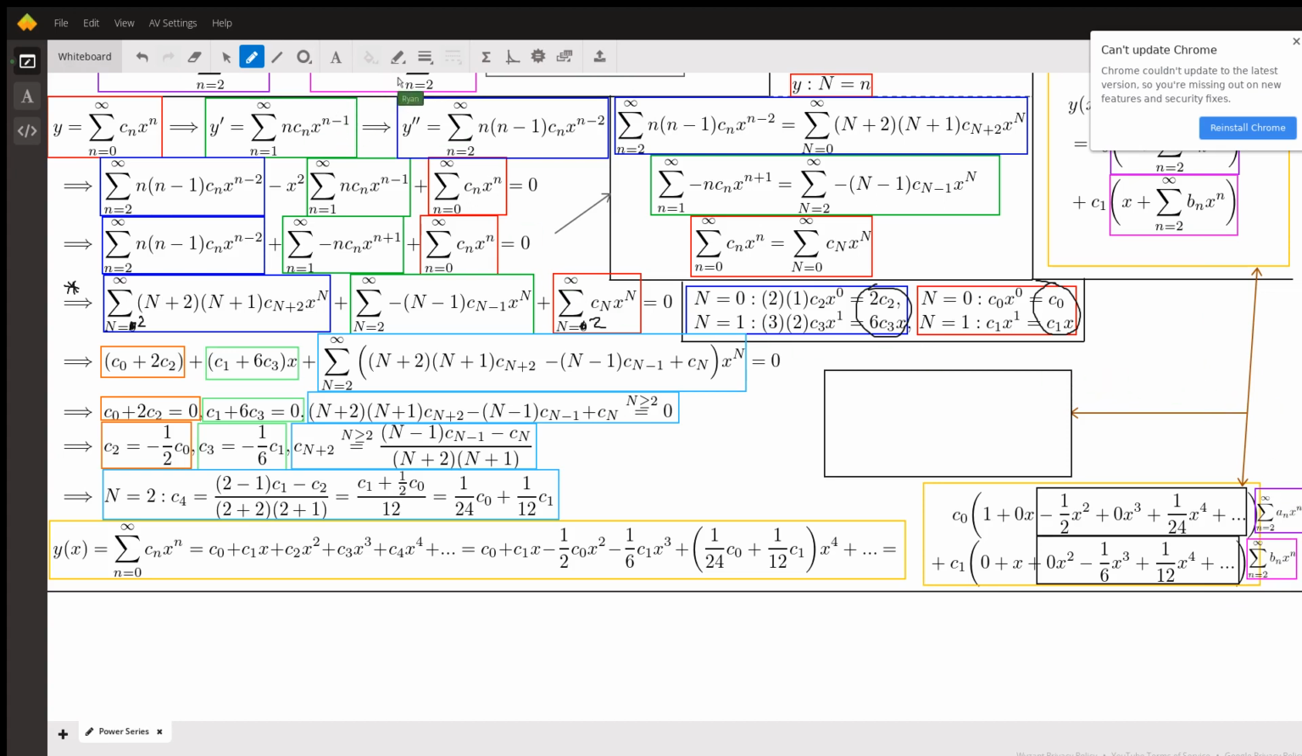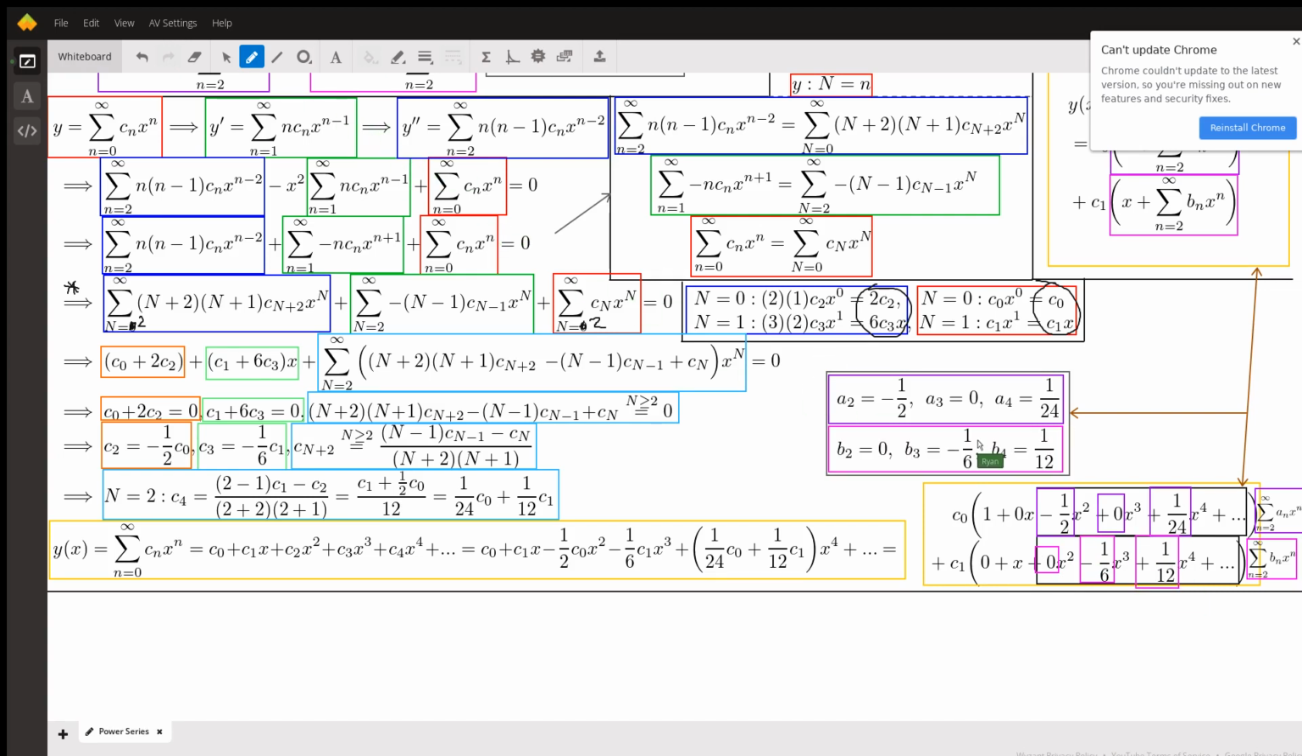Therefore, finally, we can write out A2, A3, and A4. So A2 will be -1/2. A3 will be 0. And A4 will be +1/24. And for B, we will get B2 is 0, B3 is -1/6, and B4 is +1/12. And that's it.